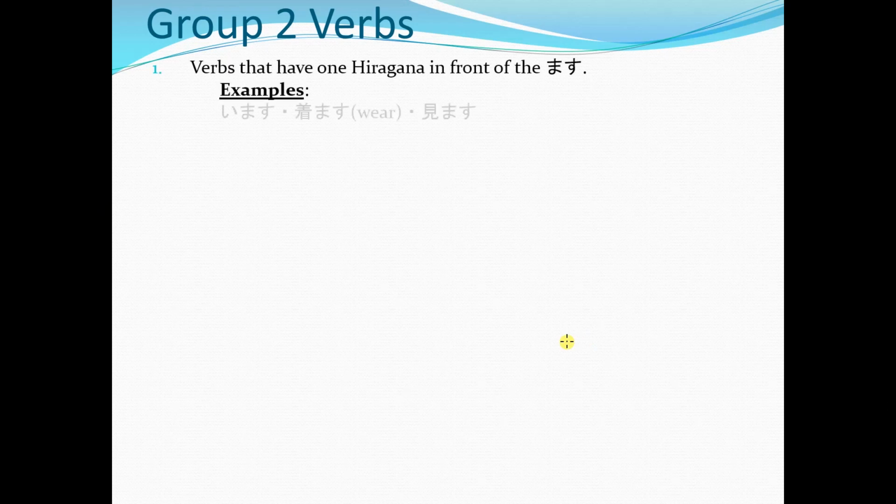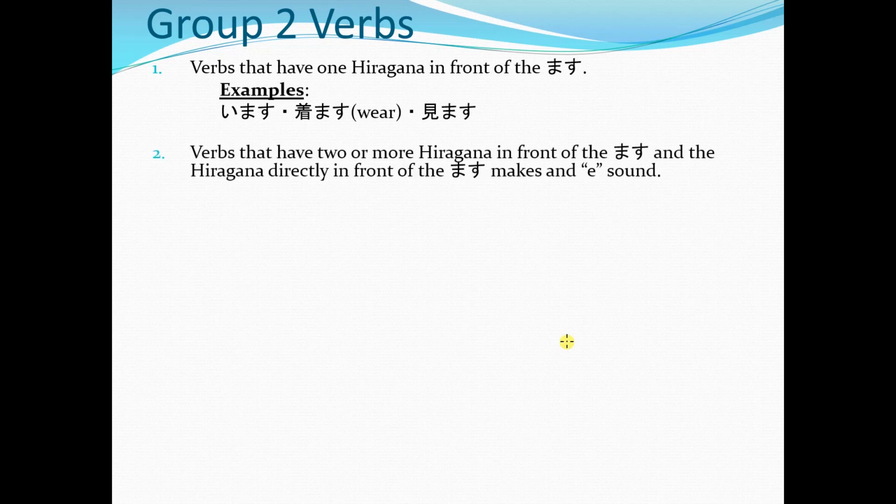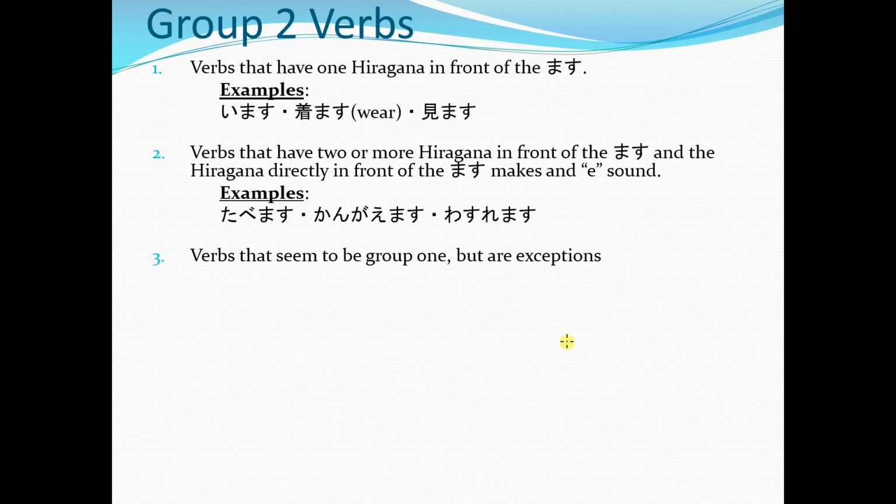Group 2 verbs are a bit more straightforward. They have one hiragana in front of the mas. For example, we have imasu, kimasu, and mimasu. Also verbs that have 2 or more hiragana in front of the mas, and the hiragana directly in front of the mas makes an e sound. For example, tabemasu, kangaemasu, wasuremasu. And verbs that seem to be group 1 but are exceptions, so you have to learn them. Dekimasu, orimasu to get off, and okimasu to wake up.